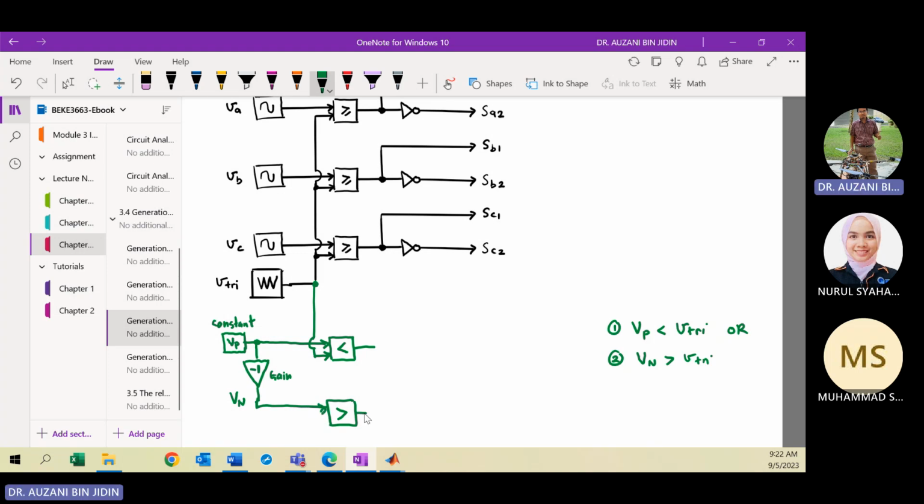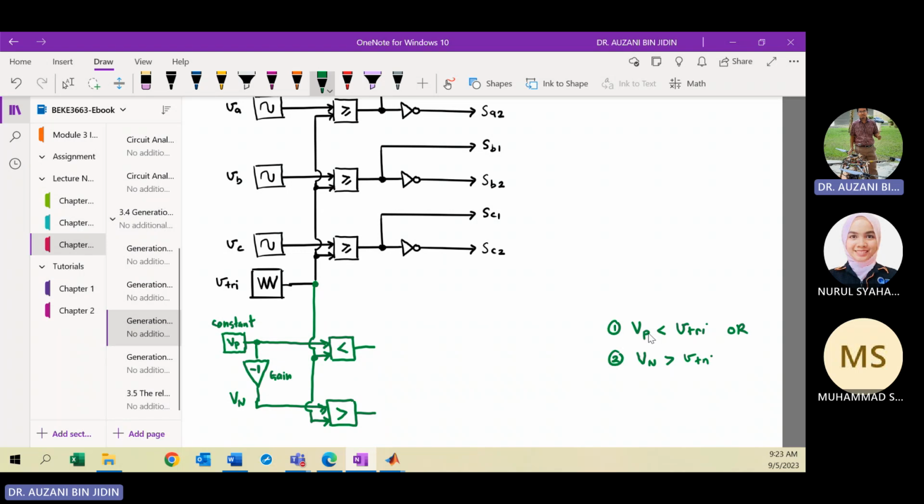In order to produce the output here, the first input must be larger than the second input. You can connect properly: the first input of the operator must be Vn, and the second input from the triangular. Then the triangular will be the second input of the operator. Then you have the operator OR here, so true can happen when either one of the conditions is fulfilled, because you have the operator OR there.